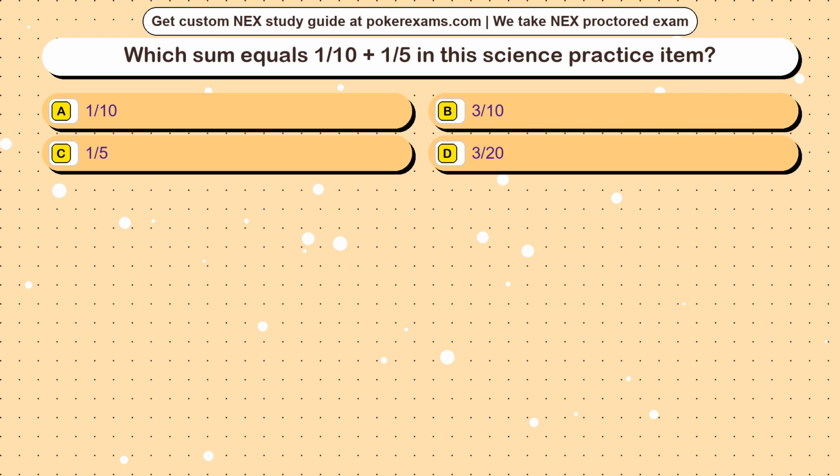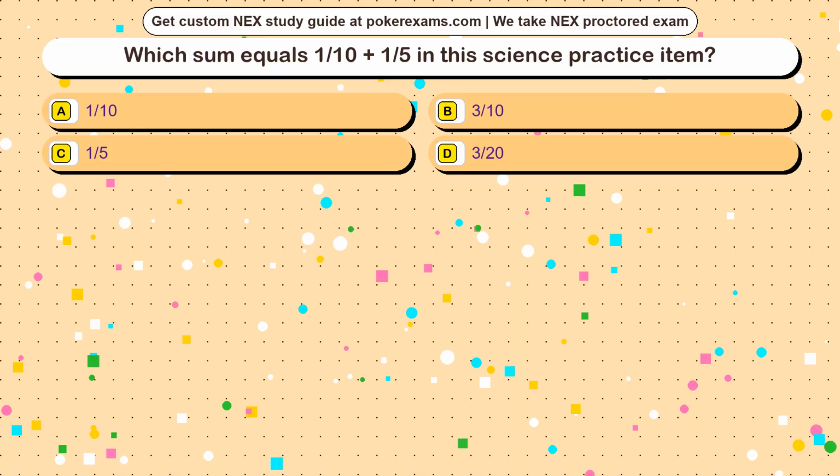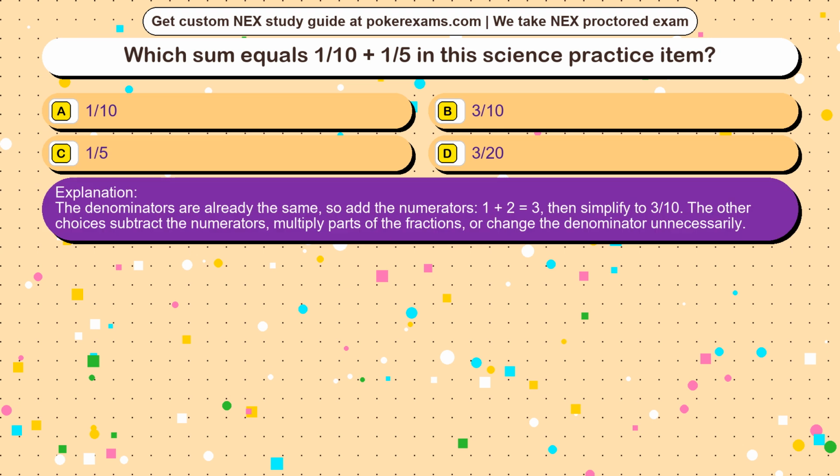Question 1. Which sum equals 1/10 plus 1/5 in this science practice item? Option A, 1/10. Option B, 3/10. Option C, 1/5. Option D, 3/20. The correct answer is option. The denominators are already the same, so add the numerators, 1 plus 2 equals 3, then simplify to 3/10. The other choices subtract the numerators, multiply parts of the fractions, or change the denominator unnecessarily.